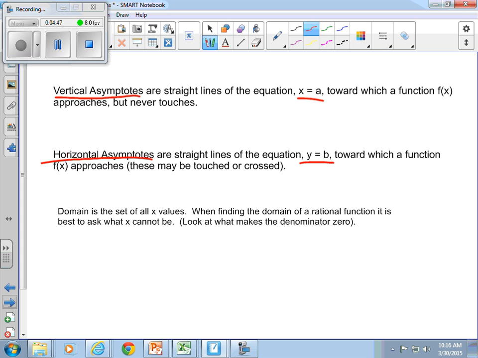The domain is the set of all x values. When we're finding the domain, we're going to ask, what can x not be? And for a rational function, the issue we have is the denominator. I think most of this is all information you already know. You probably do for a domain.